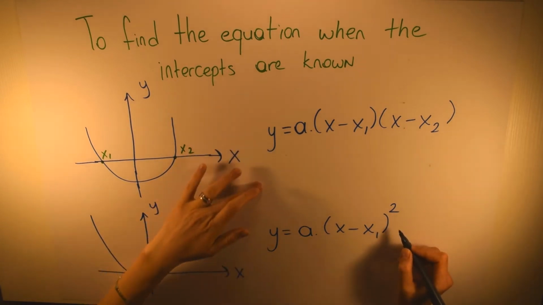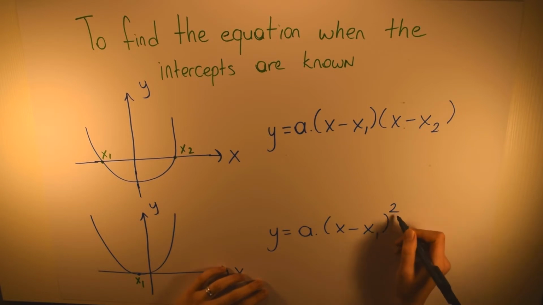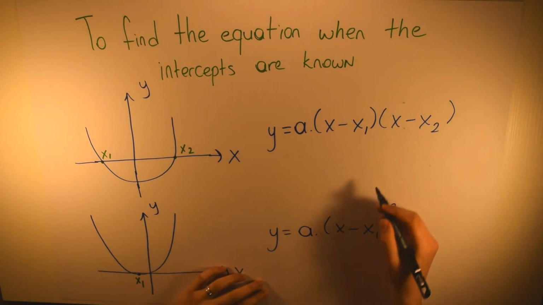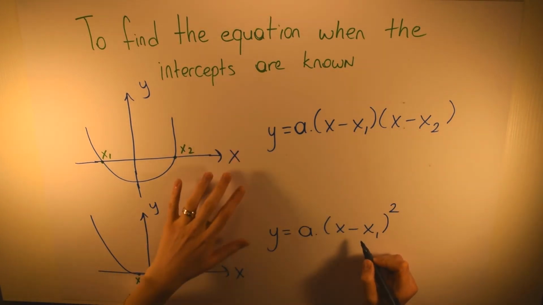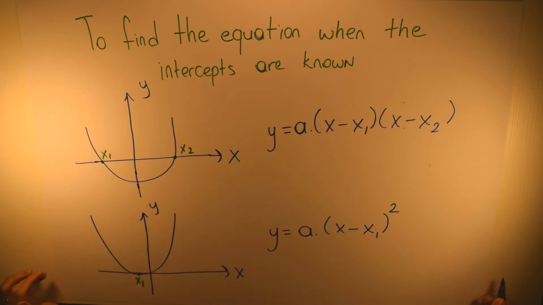Actually they are the same, but in this formula, since the roots are the same, x1, we just write them like this, like square. We don't need to write as here. So actually they are the same. So these are the formulas you need to use in order to find the equation.